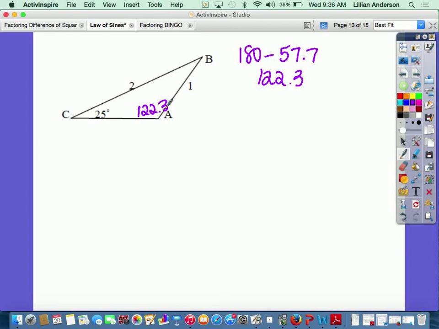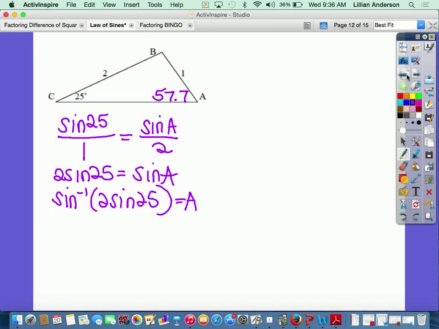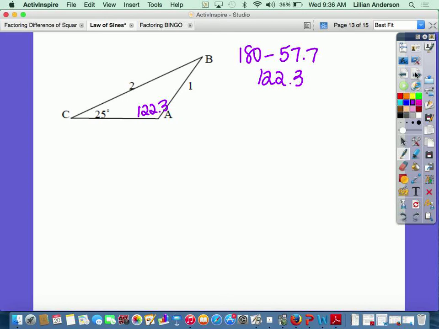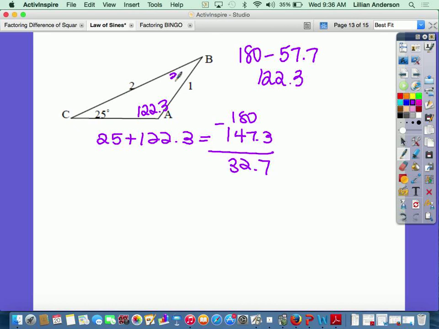I don't know if you noticed, but I switched to another slide that has the same measurements. But as you see, the side that has a 1 on it has moved closer to angle C. Compare and contrast. This is how you'll know if you'll have two triangles. Add 25 and 122.3 together, and then subtract that from 180. What do you get? 32.7. If you actually get a positive angle measure, that means you're going to have two triangles.